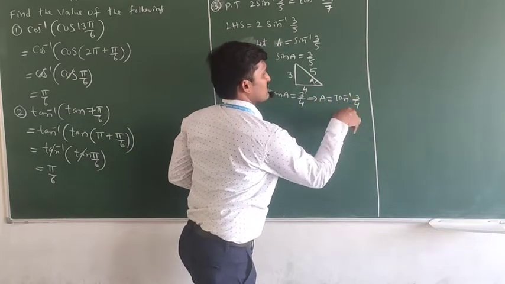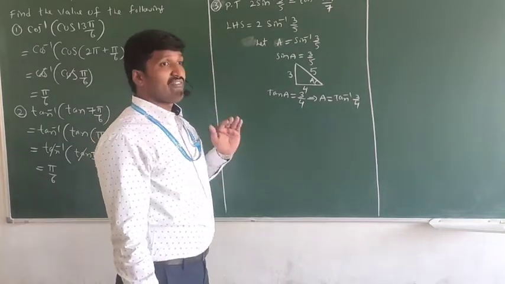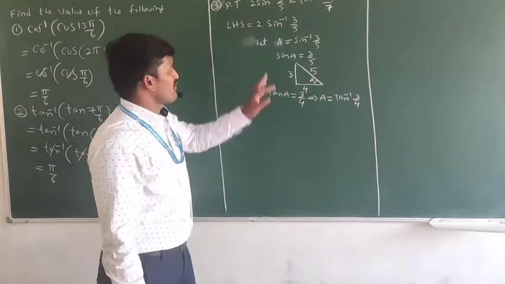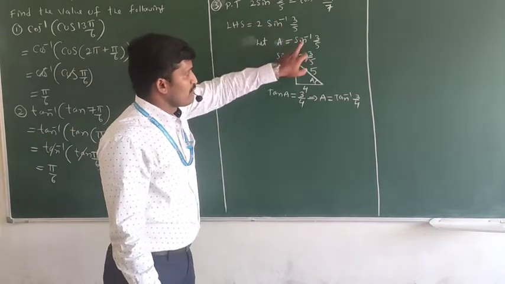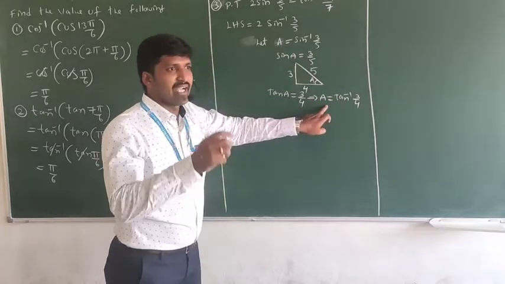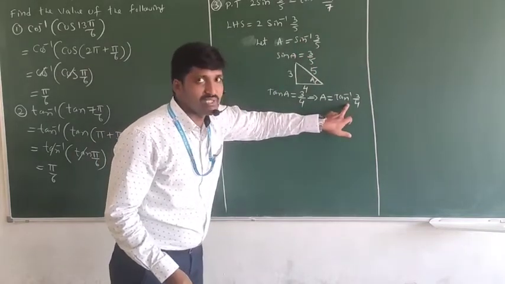Tan inverse of 3 by 4. Why am I converting? We have a formula for 2 tan inverse x in terms of tan inverse. Let's say from sine inverse, I am finding tan inverse y. This is also A only, but it is in a different form. Here it is in terms of sine inverse, here in terms of tan inverse.